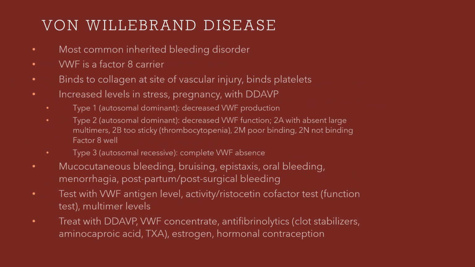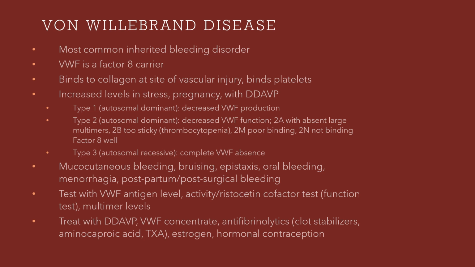Von Willebrand disease is the most common inherited bleeding disorder. Von Willebrand factor is a carrier for factor 8. It binds to collagen at the site of any kind of vascular injury and then starts binding the platelets. With increased stress or pregnancy, or with ADH or DDAVP administration, the von Willebrand factor will increase. Type 1 von Willebrand disease, which is autosomal dominant, has decreased von Willebrand factor production.